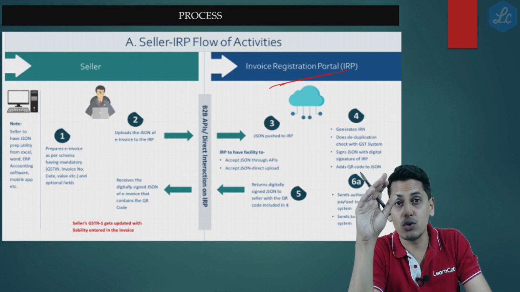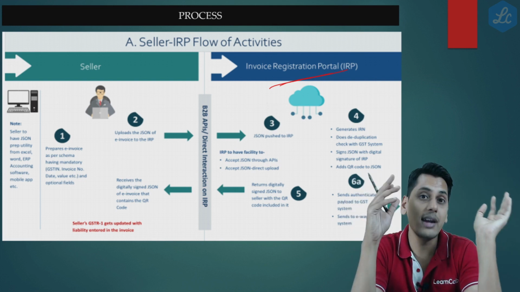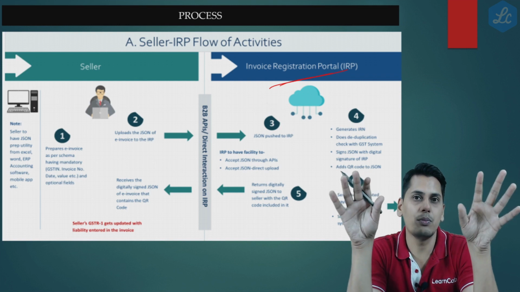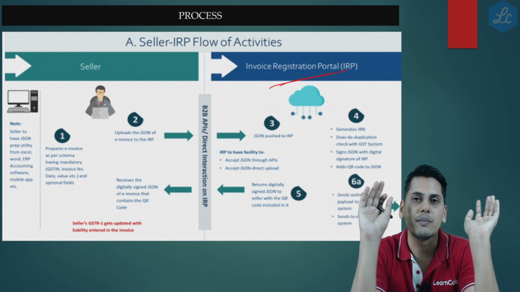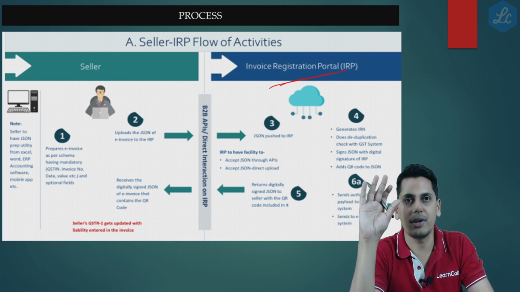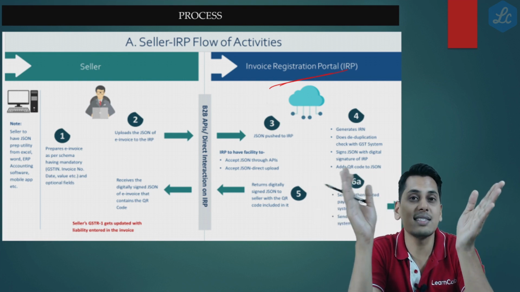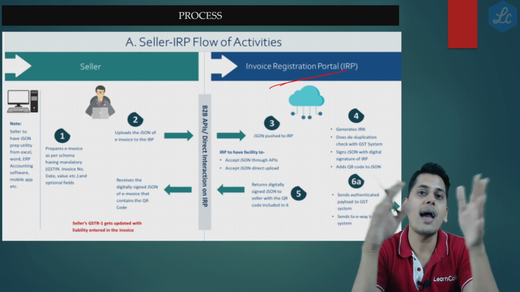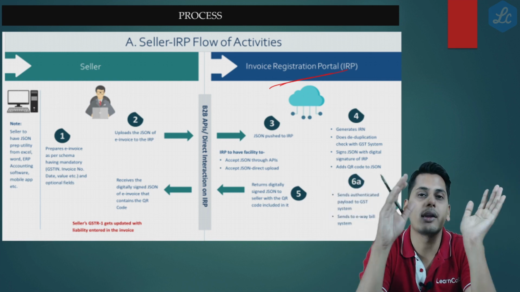Deduplication check means it is going to check whether these details have already been furnished in the GST portal or these are unique details. After carrying out a deduplication check, it would generate an invoice reference number, digitally sign the invoice and return back the JSON along with the QR code.